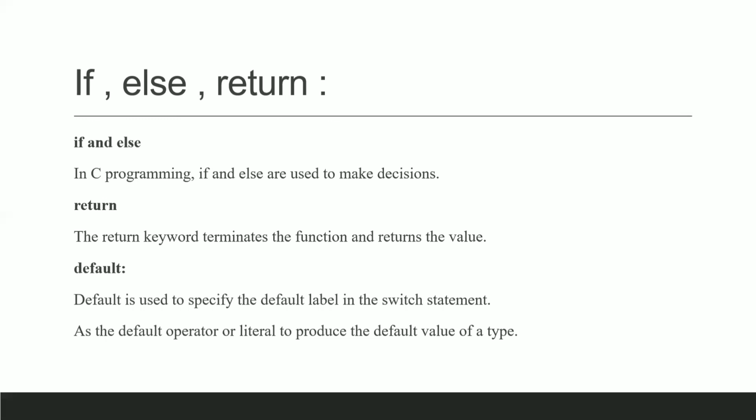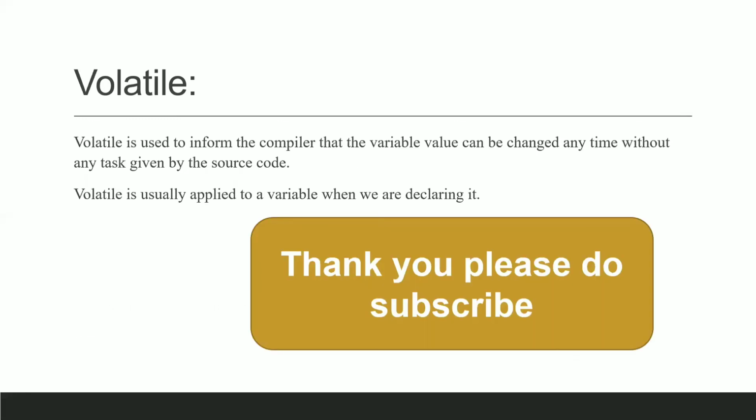Default is used to specify default label in switch block. And volatile keyword is used to say the compiler that variable value can be changed at any time in the program. It should be used while declaring of a variable.